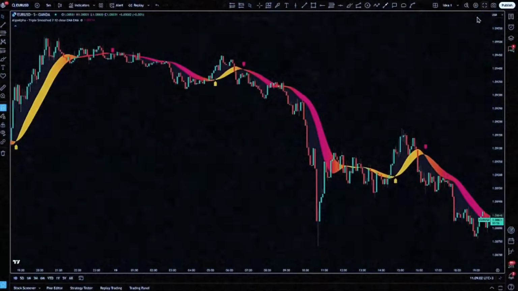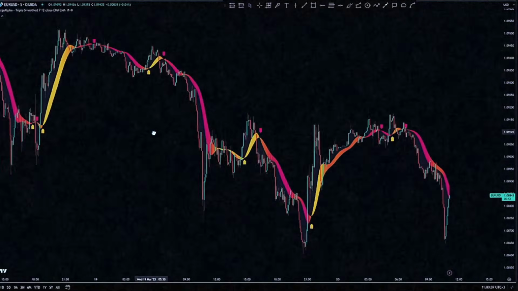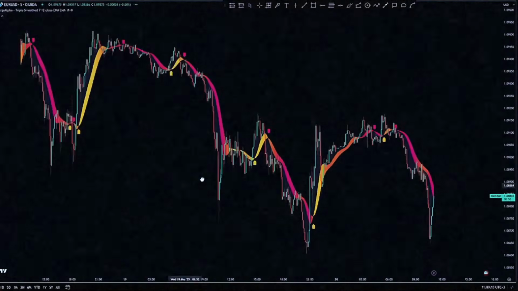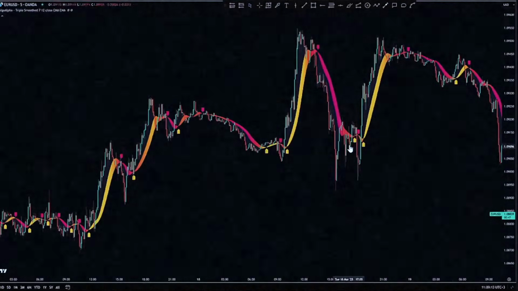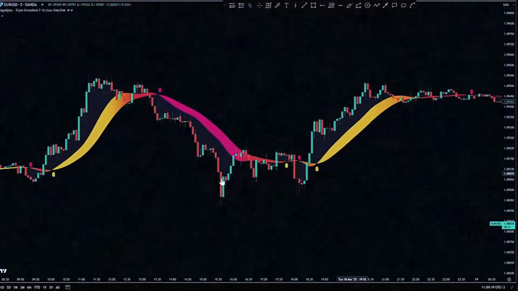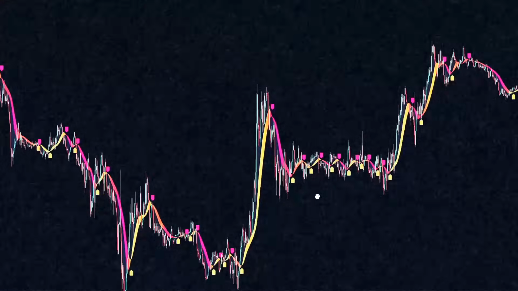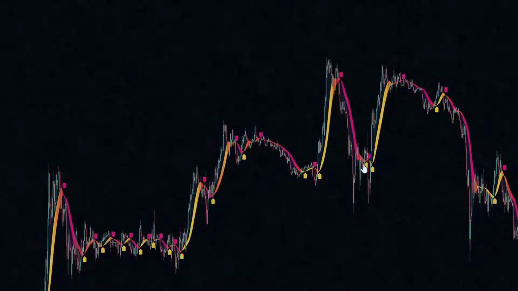This thing's awesome because it uses triple smoothing on your data to cut through all market noise, letting you zero in on the big price moves. It's a game changer for traders looking to level up their technical analysis and get a real edge in the markets. Stick around as we break down how it works.